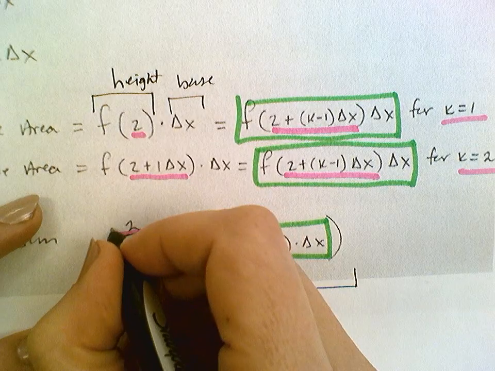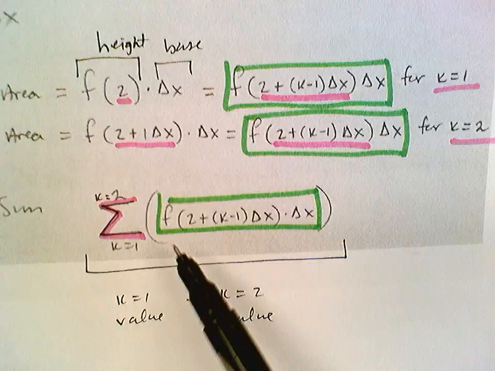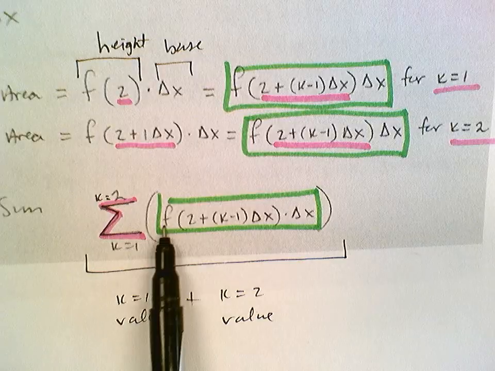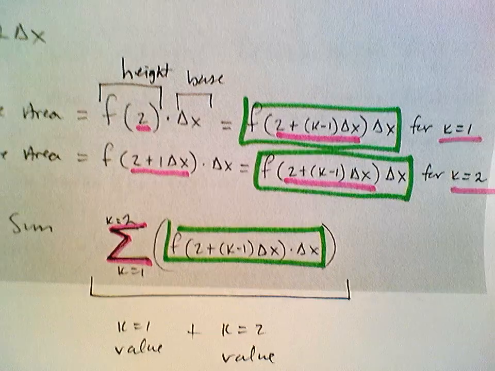Maybe I should put a k equals 2 up there. So from k equals 1 to k equals 2, you add these up. Okay, now let's look at another one.